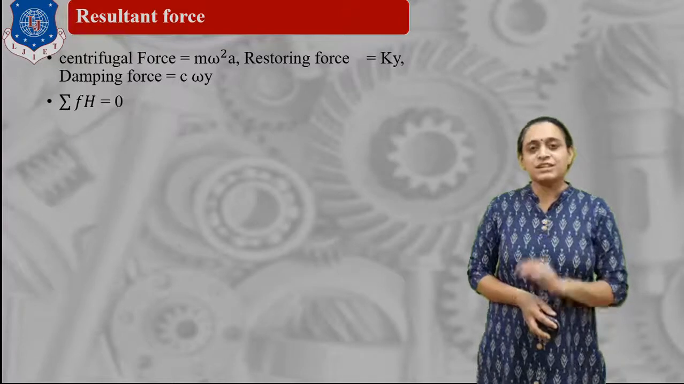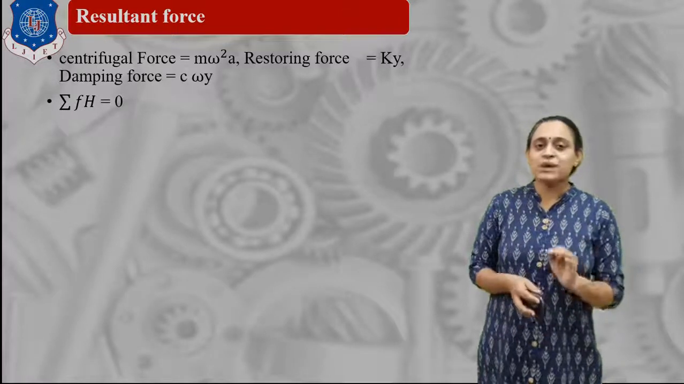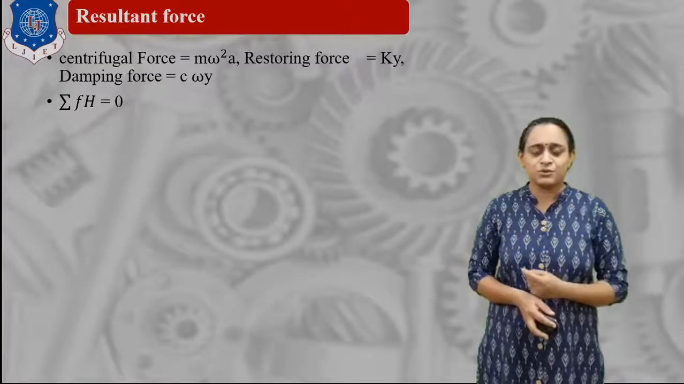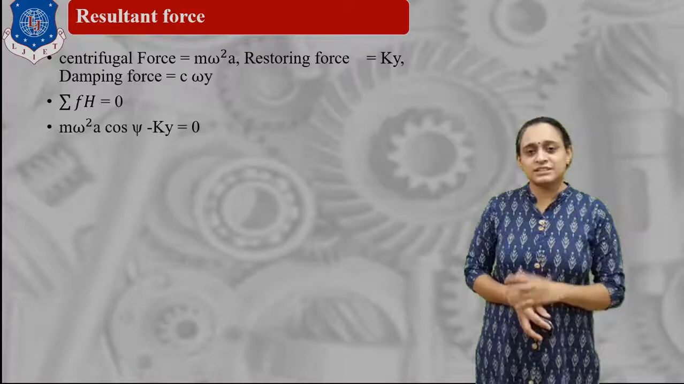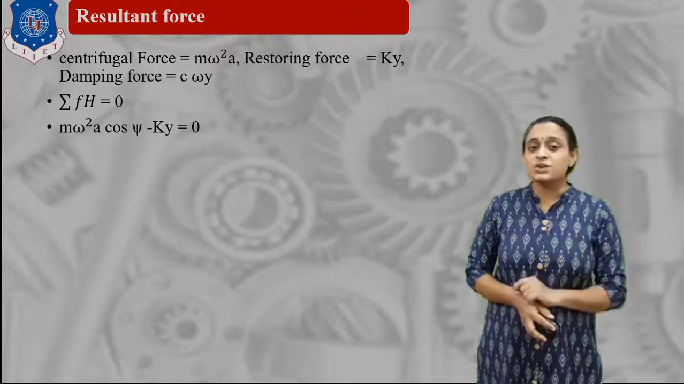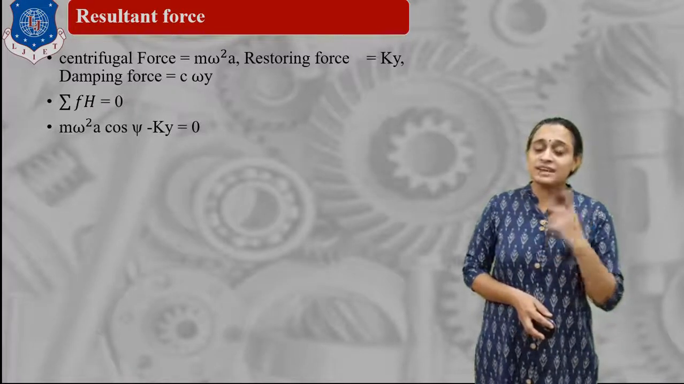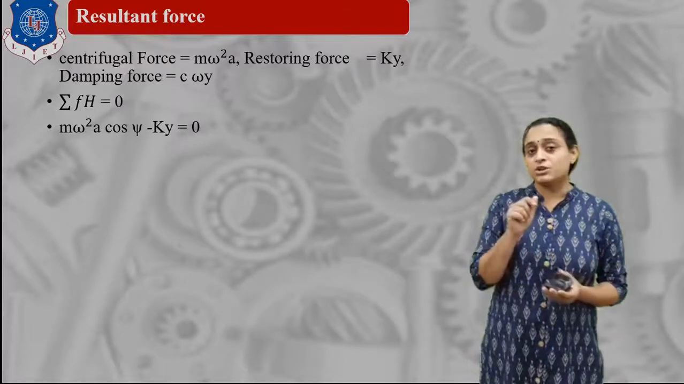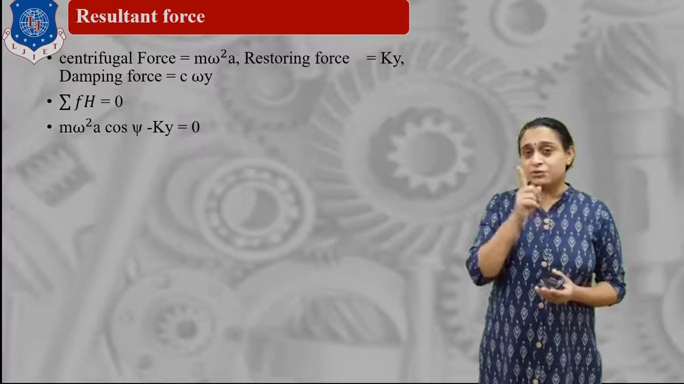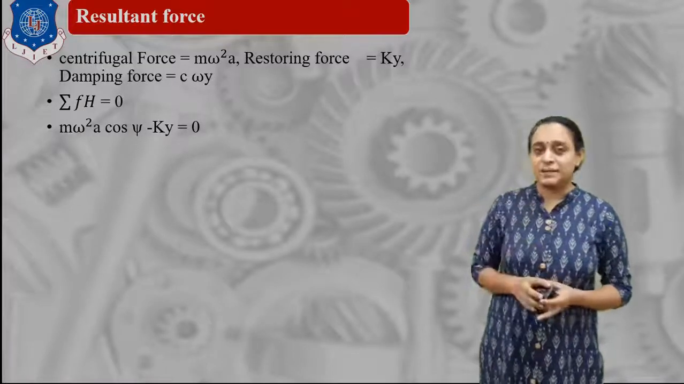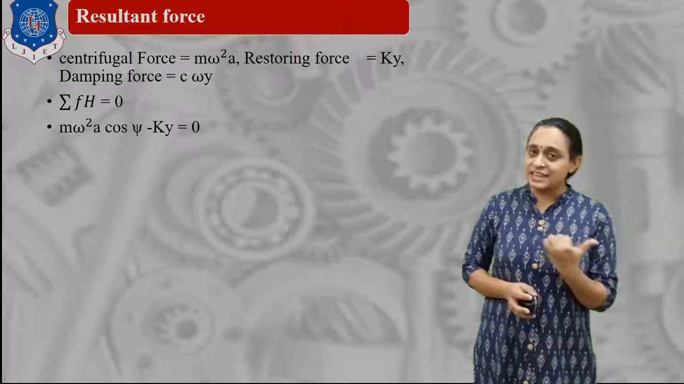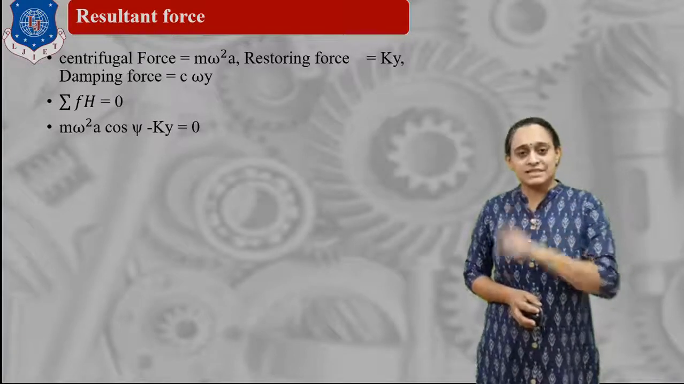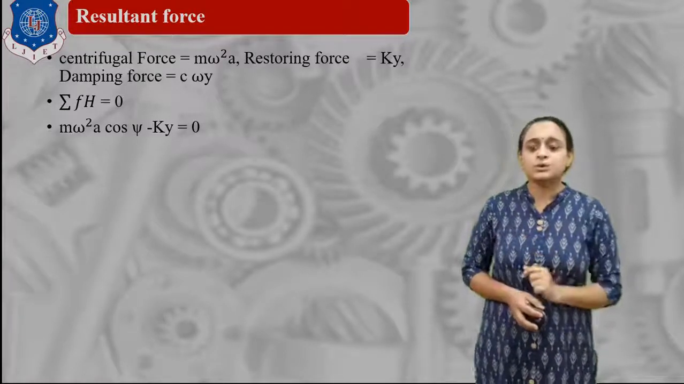First of all, let us solve the horizontal forces. Sigma of horizontal force is equal to 0, as we all know the basic equation of the horizontal forces. For this, you have to understand our previous diagrams. If you remember, the horizontal component of the centrifugal force is m omega square A cos psi, and Ky is exactly in the opposite direction. Hence, we write m omega square A cos psi minus Ky is equal to 0.